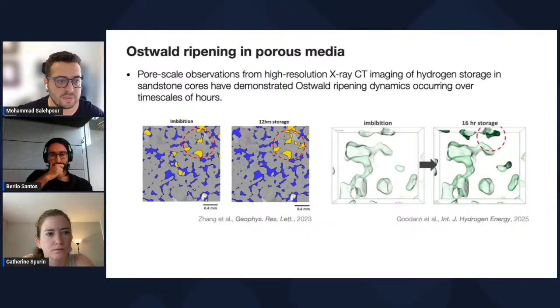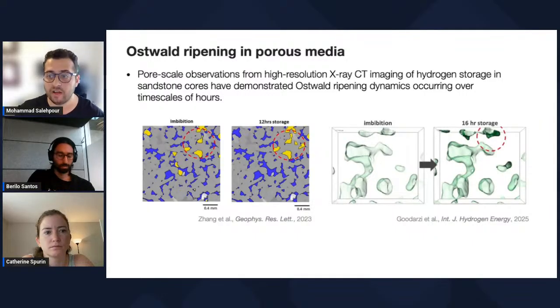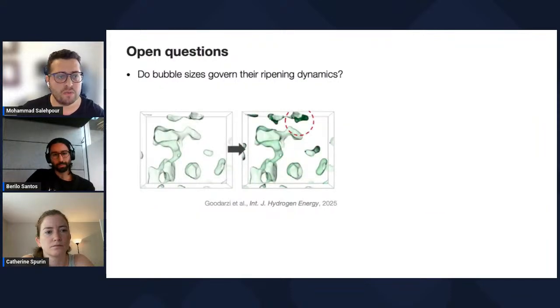Again, from the figures below, we can see that after imbibition, after 12 hours, there are some changes in the size and shape of the bubbles, which can also happen in other experiments shown after imbibition. After 16 hours, we can have changes in the size of the bubbles and their shapes. So we currently know that Ostwald ripening can happen in porous media, and it can take multiple hours to reach that. But there are some open questions in this field.